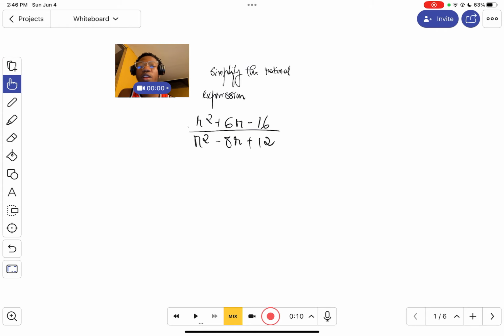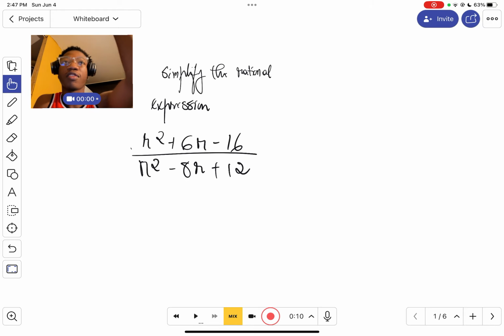So right now, guys, we have a simple rational expression that they ask us to simplify. In order to simplify, we're going to first factor the denominator and factor the numerator, and then cancel the like terms. So we're going to start with the top of the expression, called the numerator.